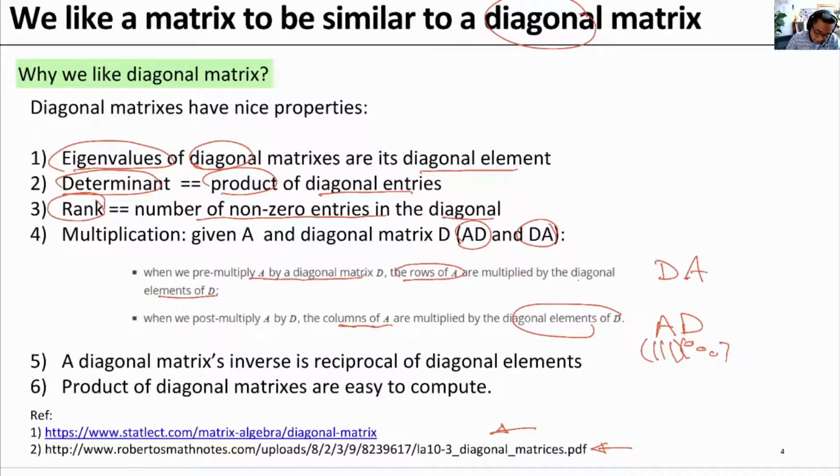Now, the diagonal matrix inverse is also very simple. It is simply the reciprocal of the diagonal elements. And if we have diagonal matrices multiplying with each other, especially D times D equals D squared, then it is simply the diagonal elements squared. So we also come to that. So we like diagonal matrices very much.